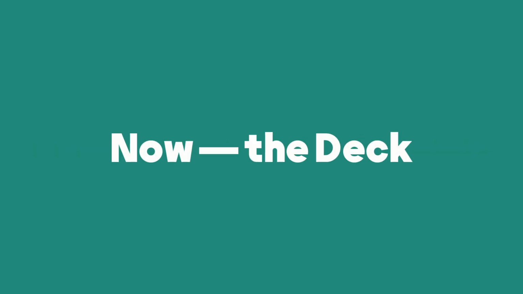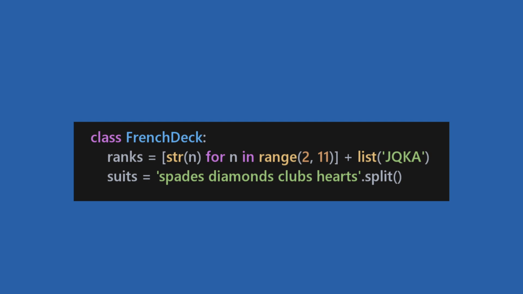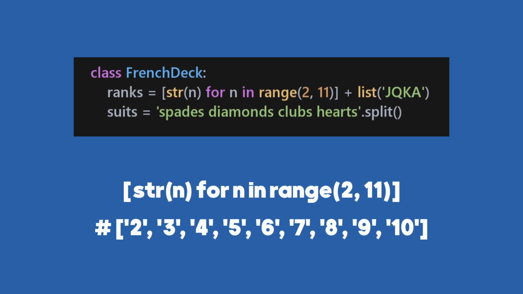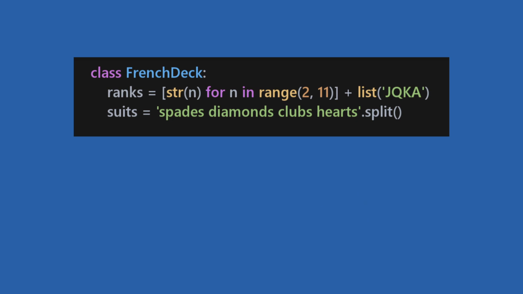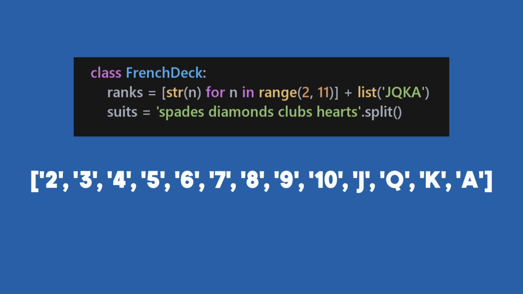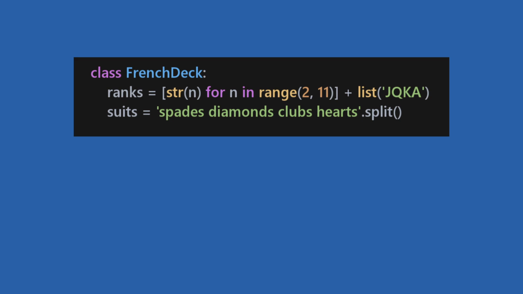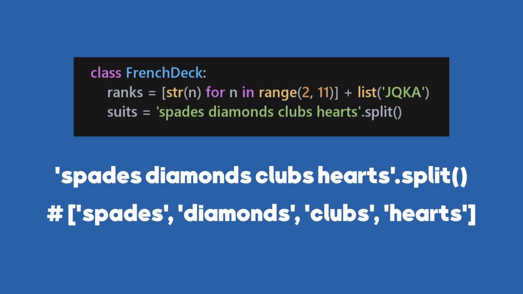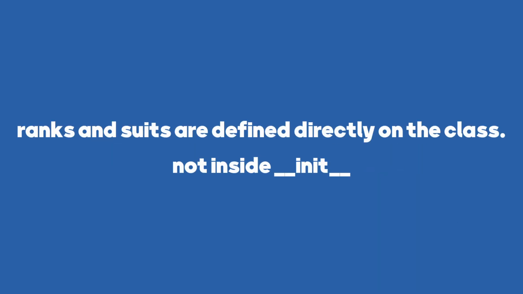Now the deck. Ranks is a list of all possible ranks. Range(2, 11) gives us 2 through 10. We convert each number to a string, then we add the face cards. So ranks is this, okay? 13 ranks total. Suits is just a string that we split into a list. 4 suits.